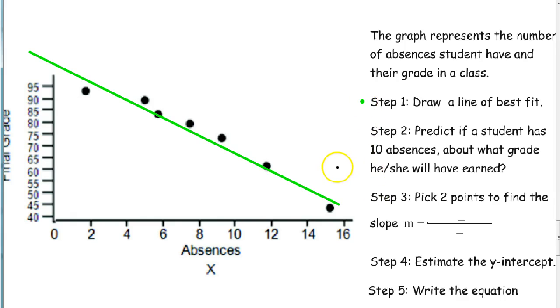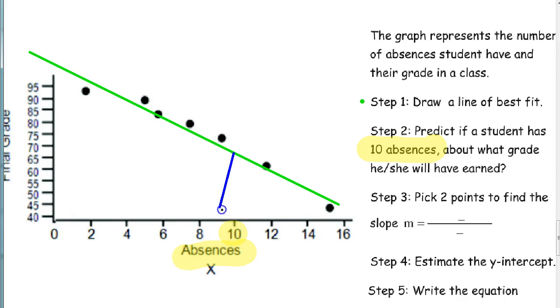So step one, find the line of best fit. We did that. And step two, predict if a student has 10 absences. So here's the absences. Go to 10 and estimate from here. So going straight up. Wrong way, straight down. So it'd be right about there.